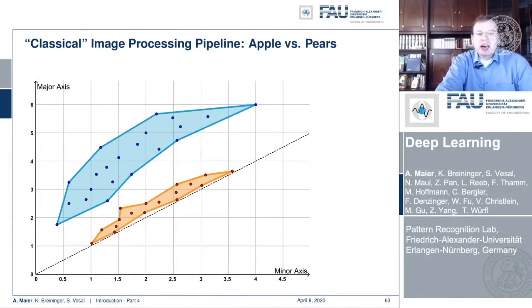In which you will find that all of the apples are located on the diagonal through the x-axis, because if their diameter in one direction increases, also the diameter in the other direction increases, while your pears are off this straight line because they have a difference in their two minor and major axes. Now you can find a line that separates those two, and there you have your first classification system.